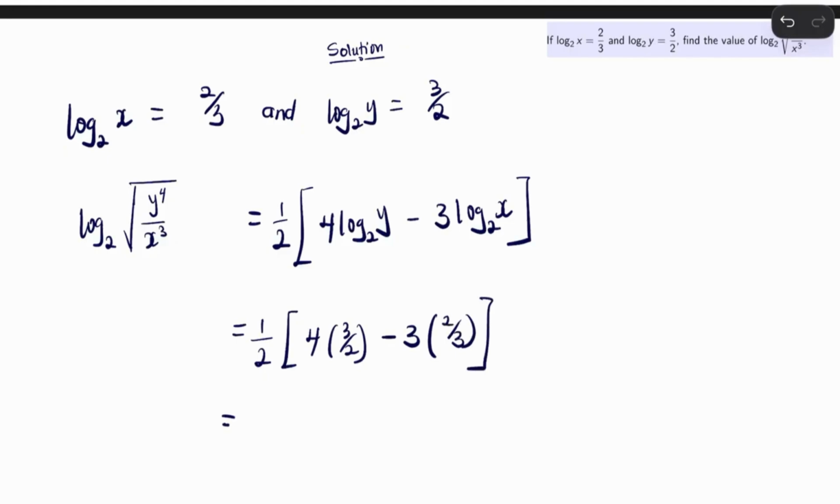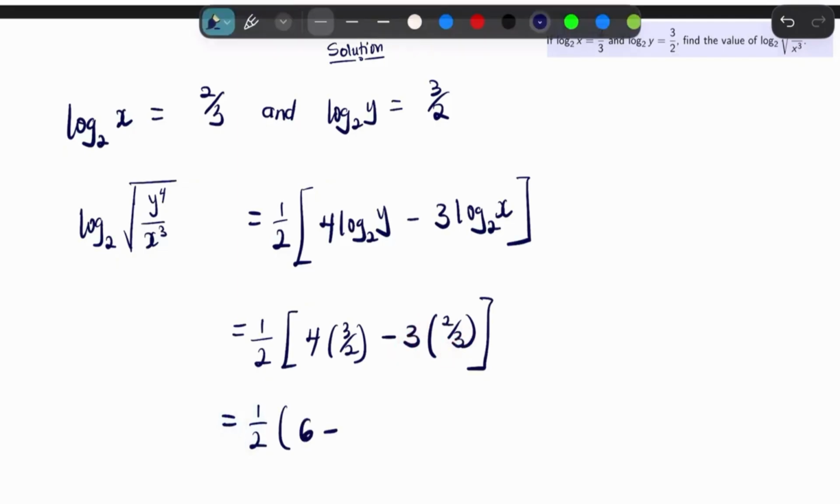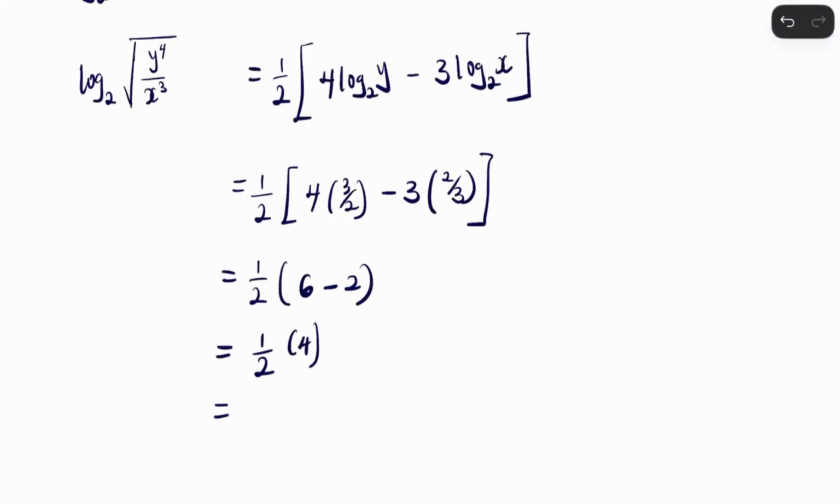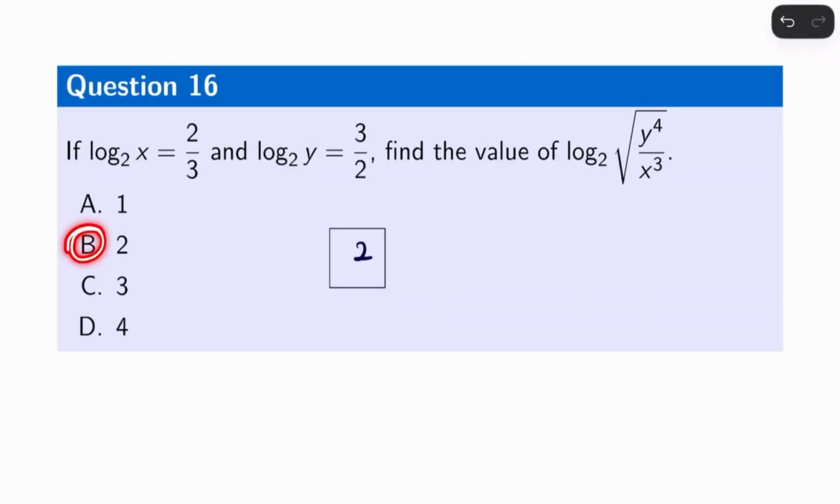So we're going to simplify this. So we have 1/2. 2 goes into 4, 2. So that'll be 2 times 3, which is equal to 6. Minus 3 goes into 3, 1. So that'll be minus 2. That's our result, which is equal to 2. Hence, the correct option is option B.